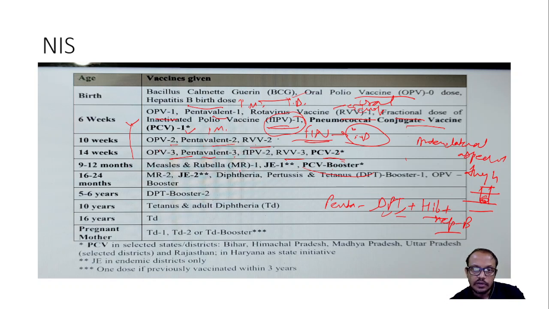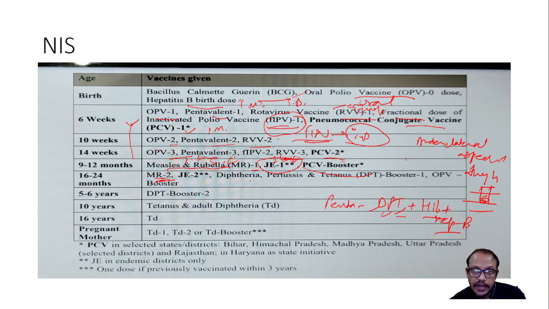And at 9 to 12 months, measles and rubella first dose, and at 16 to 24 months measles second dose. MR1 here, MR2 here. Japanese encephalitis first dose is given. Measles is given subcutaneously, Japanese encephalitis also subcutaneously. Measles and rubella are given at the right arm, and Japanese encephalitis at the left arm. These are subcutaneous vaccines.